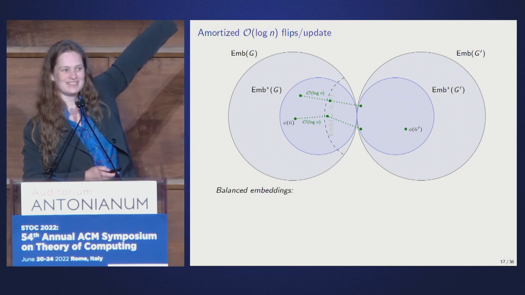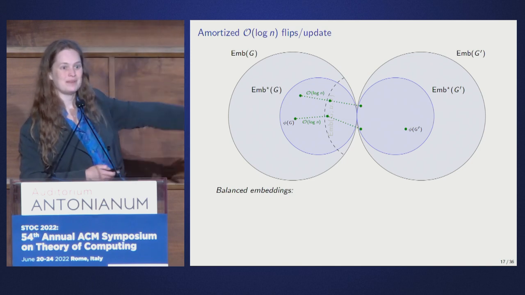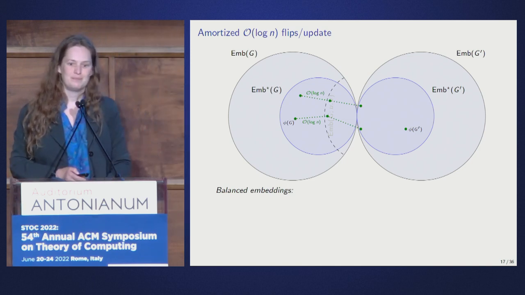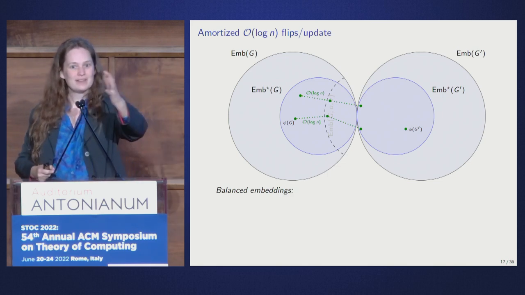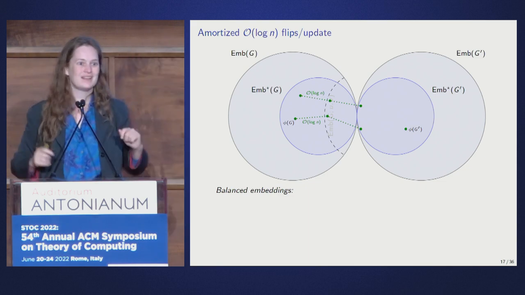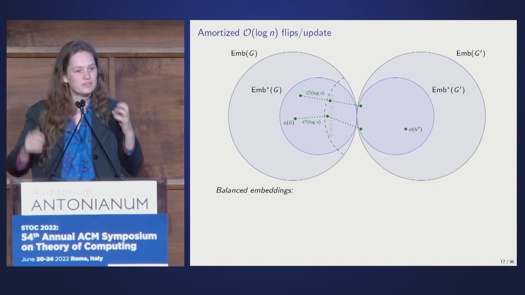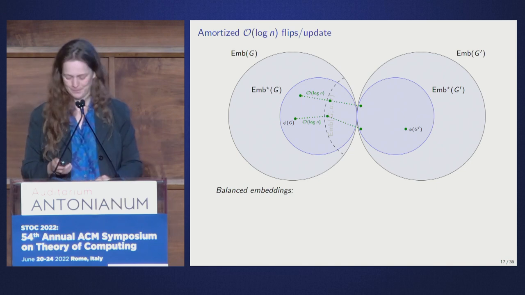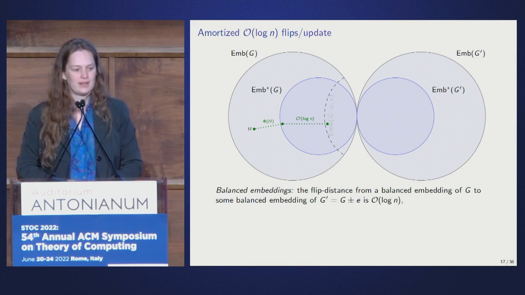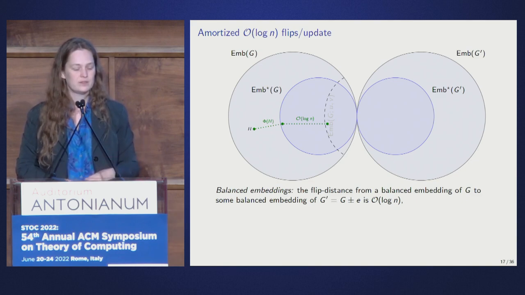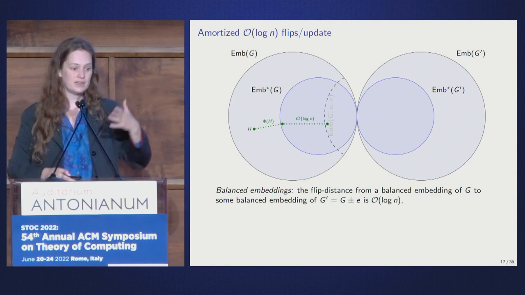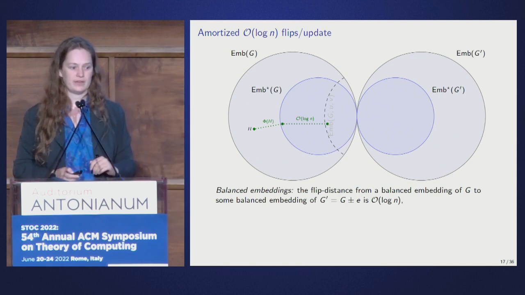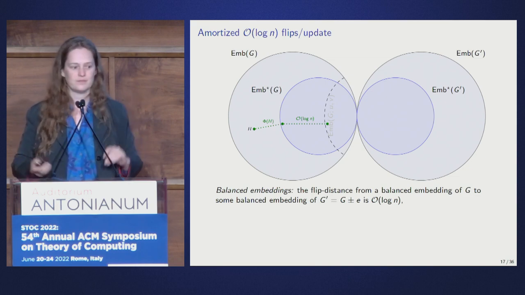So I'm not saying that the diameter of the embedding graph is bounded. But I'm saying something about how you can imagine each graph having an embedding world, and that there's a core of the embedding world, and those cores are not too far away somehow. So, balanced embedding: the flip distance from each balanced embedding of G to some balanced embedding of G plus or minus an edge is O of log n.